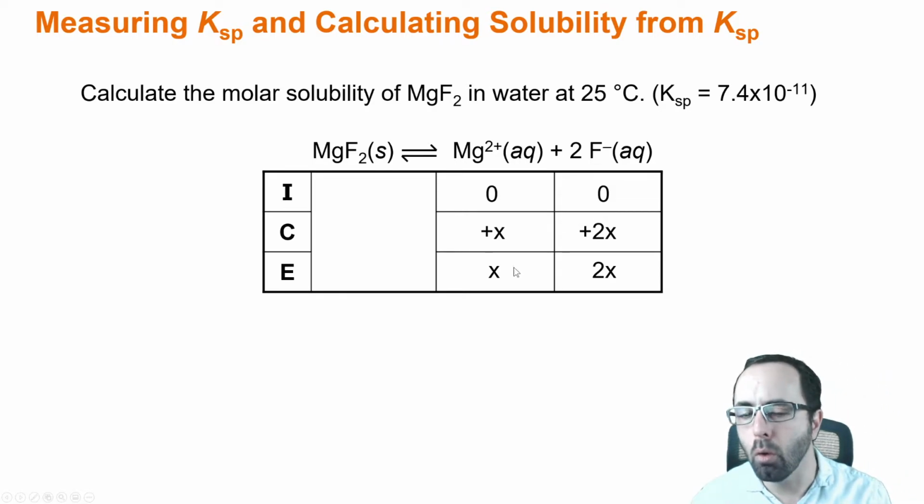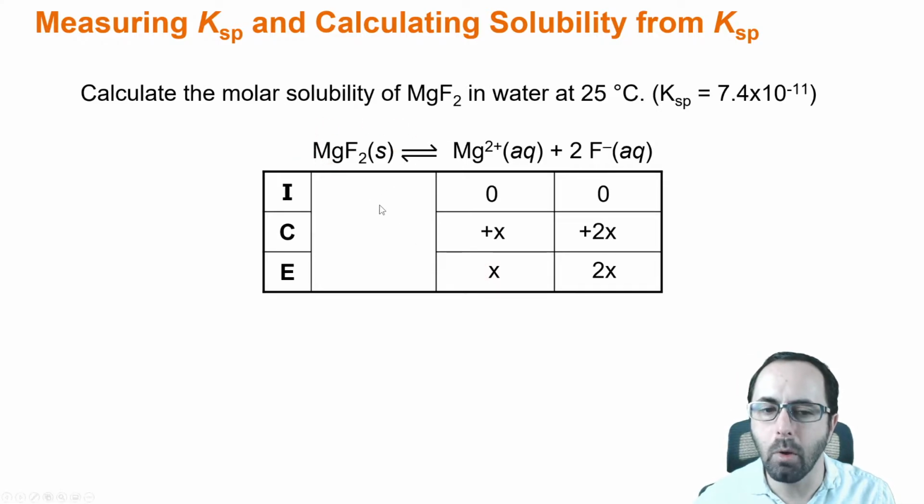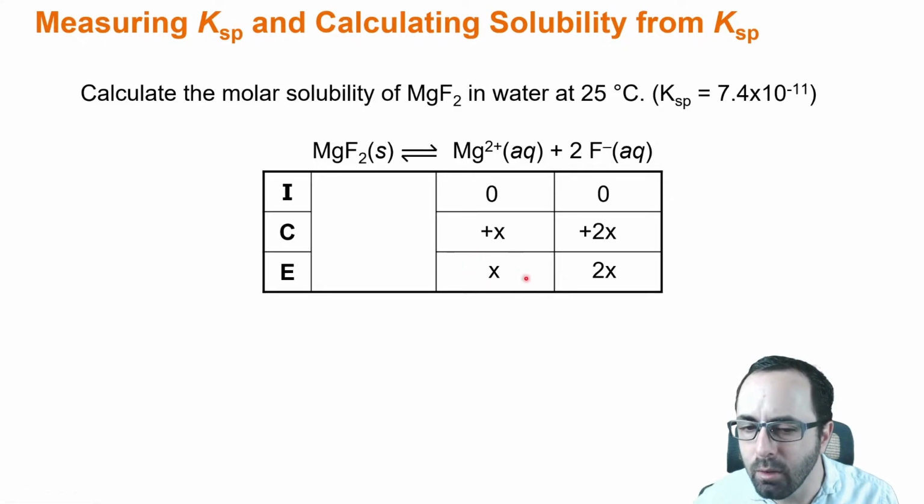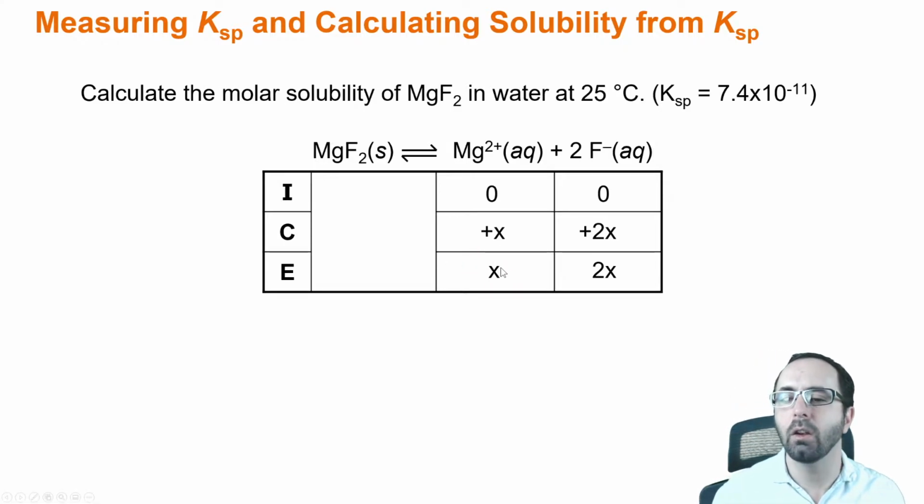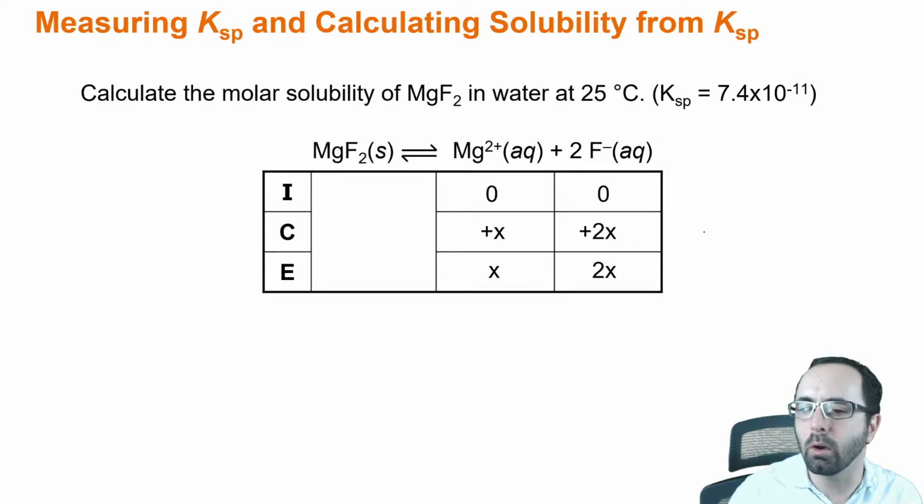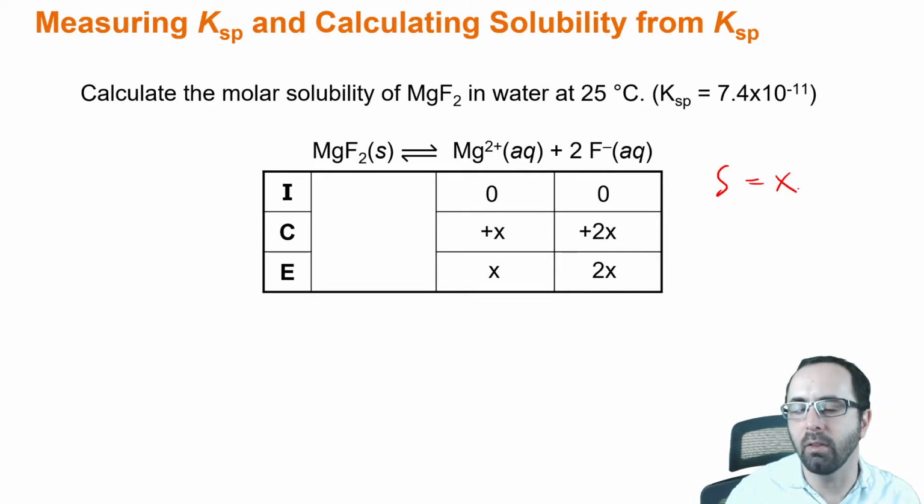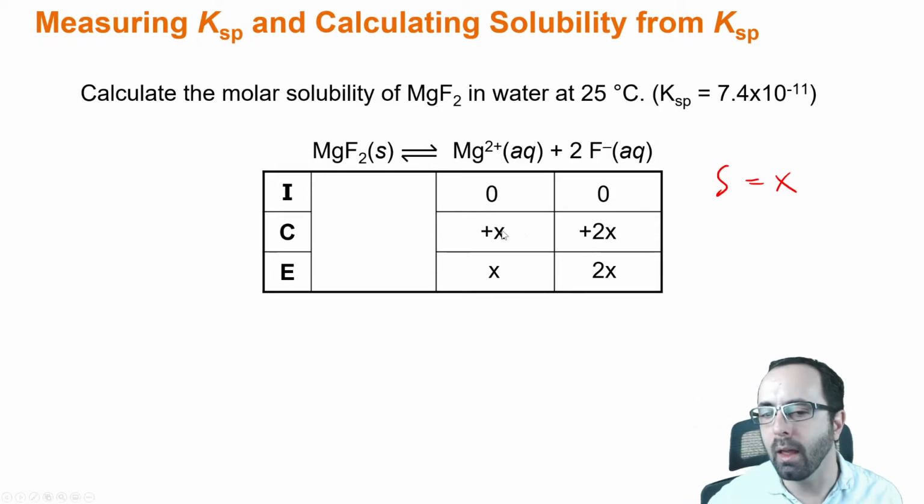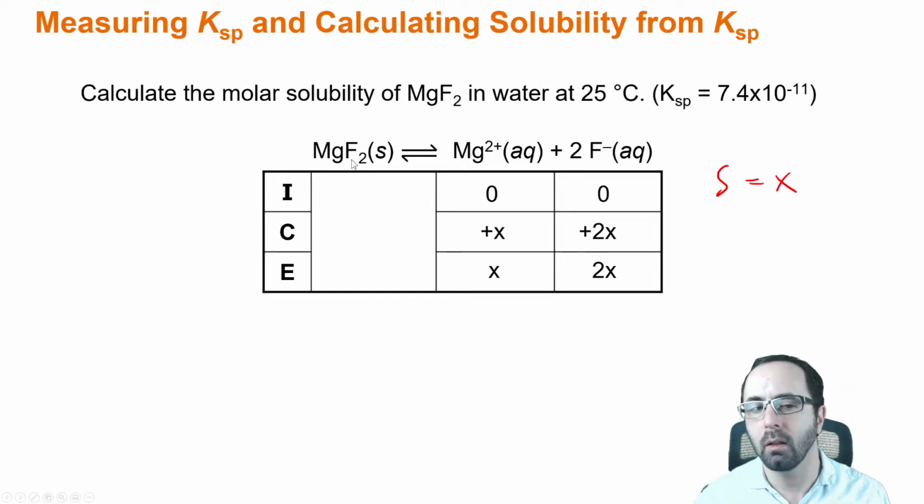So however many moles of magnesium ions were produced, that is how the same amount of magnesium fluoride that dissolved. So when we're calculating the molar solubility of magnesium fluoride, that is going to be equal to X. In fact, your book will often call X, S instead, big S. S meaning solubility. It's because what we call X here will always be the molar solubility of the ionic compound.